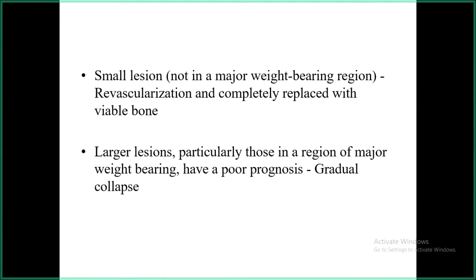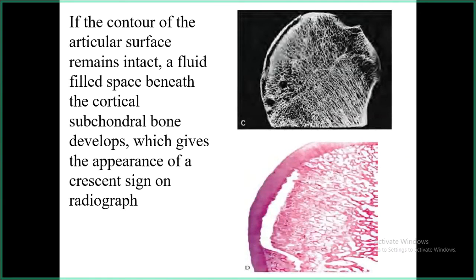Small lesions, which are not in the major weight-bearing region, undergo revascularization and are completely replaced by viable bone. But larger lesions, particularly those in the major weight-bearing area, have a poor prognosis because they are irreparable and gradual collapse occurs. If the contour of the articular surface remains intact, a fluid-filled space beneath the subchondral cortical bone develops, which gives the appearance of a crescent sign on radiograph, which is seen in grade 2B.